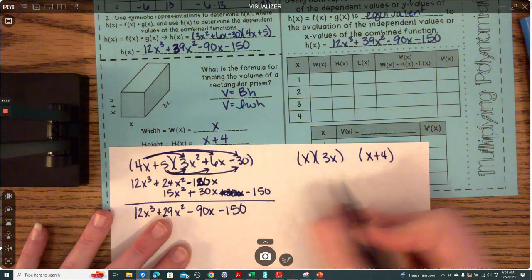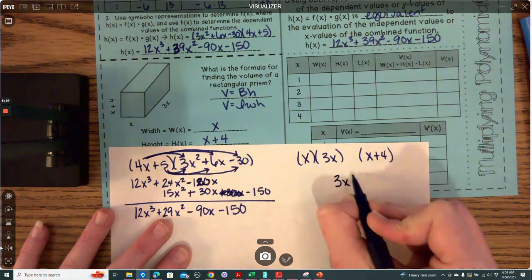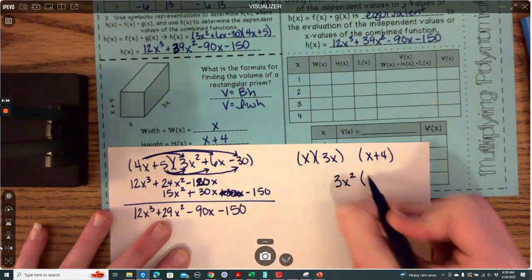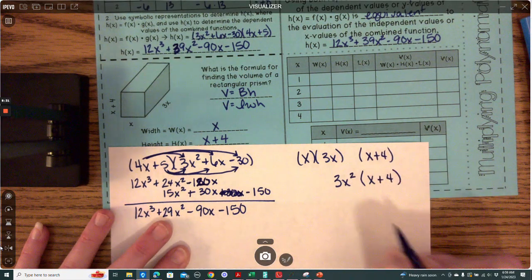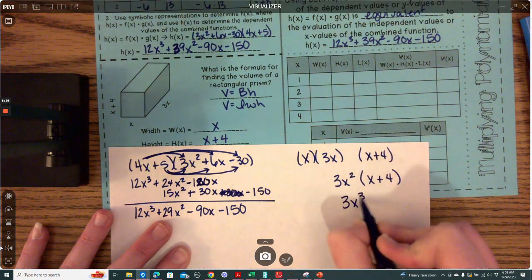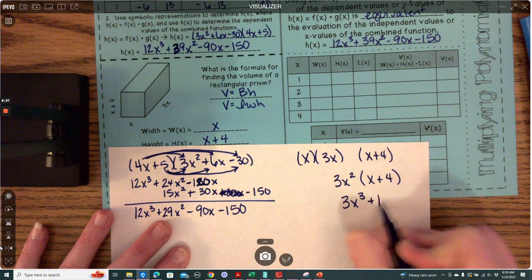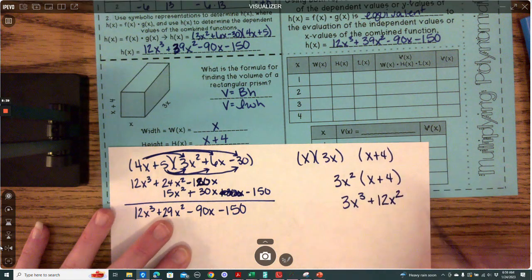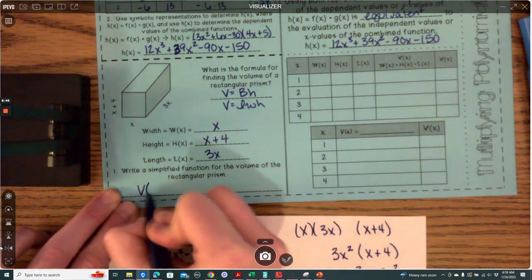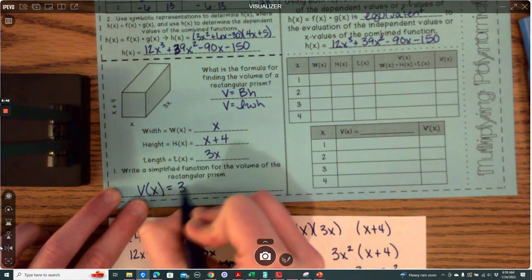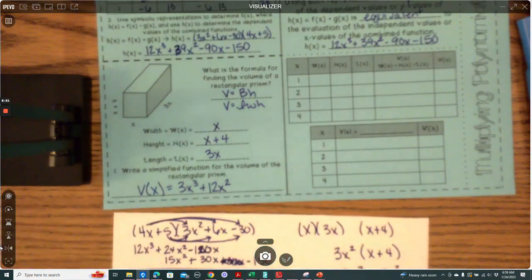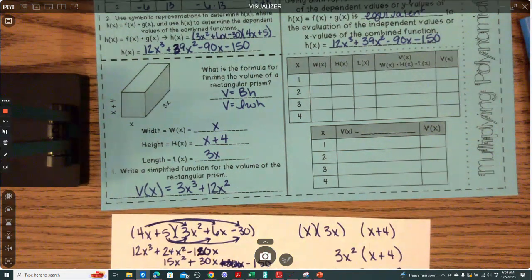So x times 3x is 3x squared. And then I'm going to multiply 3x squared by x plus 4. So 3x squared times x is 3x cubed. 3x squared times 4 is 12x squared. And so I have v of x equals 3x cubed plus 12x squared. Sorry guys, that keeps going in and out of focus.